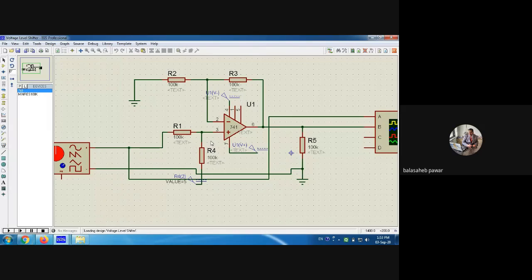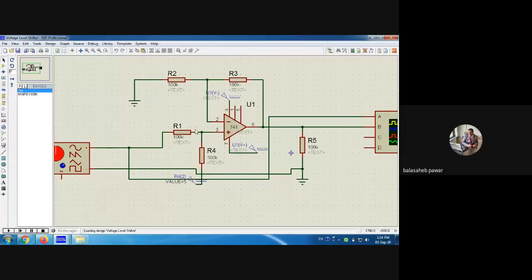Correct? Now here, Rf is 100K and R1 is again 100K. So this ratio, Rf by R1, will be 1, and that's why the output will be twice the input. Agree? Because the formula for a non-inverting amplifier is 1 plus Rf by R1. Whatever input you apply, the obtained output will be twice.